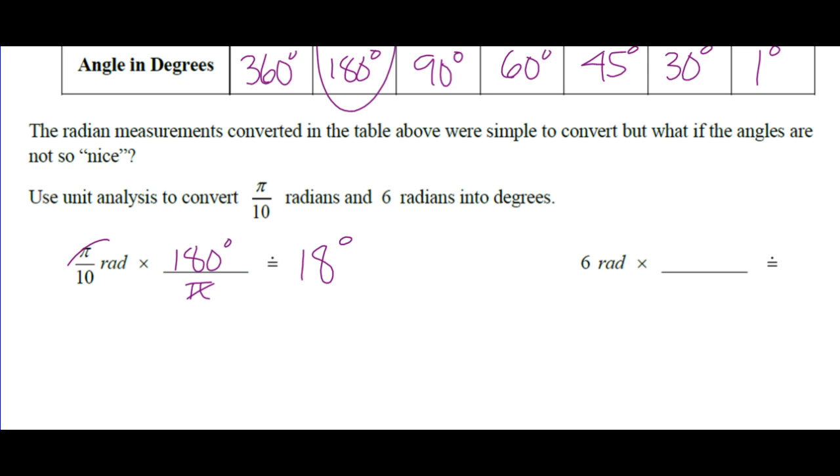6 radians. Again, you put pi on the bottom. You put 180 degrees up top. You're going to have to multiply this out. Okay, so 6 times 180 is what, like 1080 or something? So it's going to be 1080 divided by pi. What does that work out to?